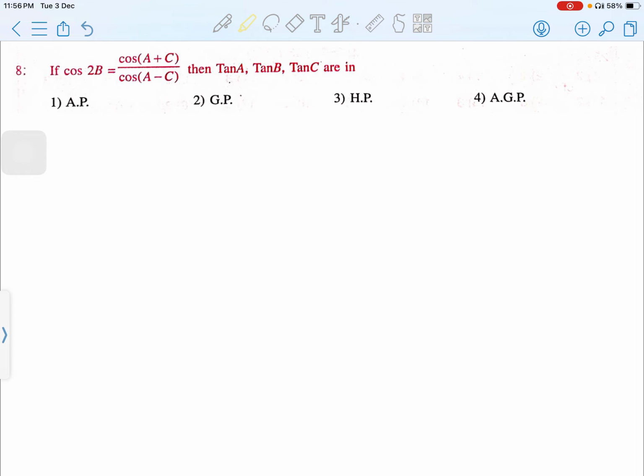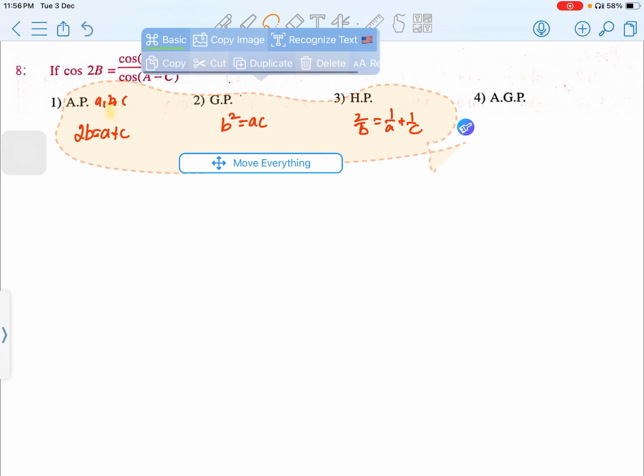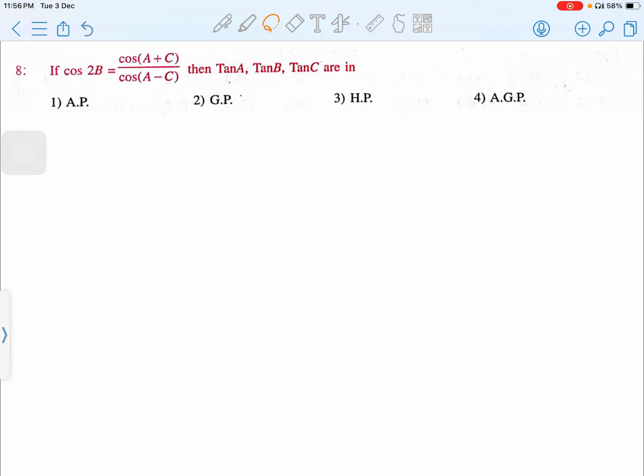AP means, if A, B, C are in AP, 2b equals a plus c should come. GP means b square is supposed to be ac. HP means 2 by b should be equal to 1 by a plus 1 by c. So all these things you need to check whether it is coming or not. We'll try to get a relation between them, then we will see whether our answer is in the form of AP or GP or HP.